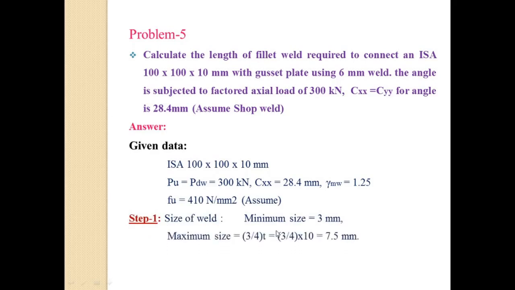Size of weld: we know the minimum size is 3 mm. For the maximum size, since an angle section is there, we can calculate 3 by 4 into T, so it is 7.5 mm. But here a 6 mm size weld is already given. So we directly provide the size of weld as 6 mm, that is a shop weld.